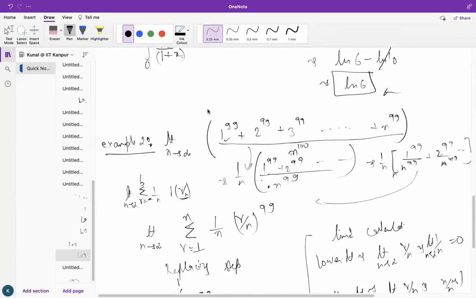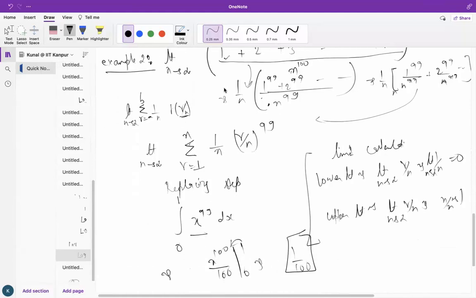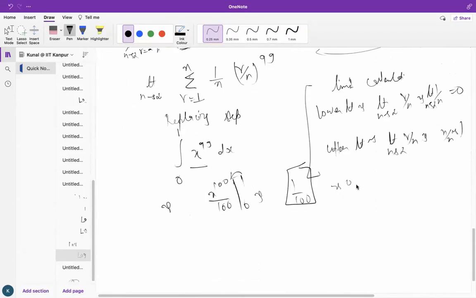2 to the power 99 means we are multiplying 2 ninety-nine times. 3 to the power 99 means we are multiplying 3 ninety-nine times, and then we are adding this whole thing, 4, with n going to infinity. And it is just divided by n to the power 99. So what do we get as a final answer? Just nothing but 0.01. How small a value is that?